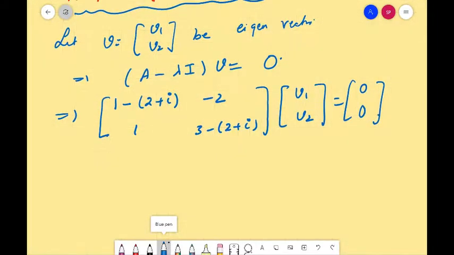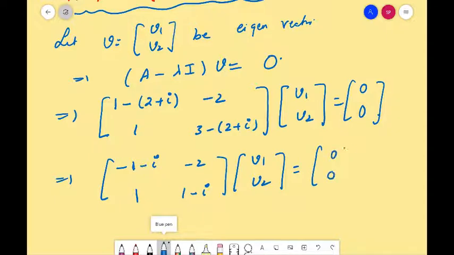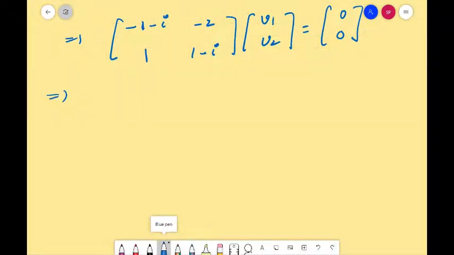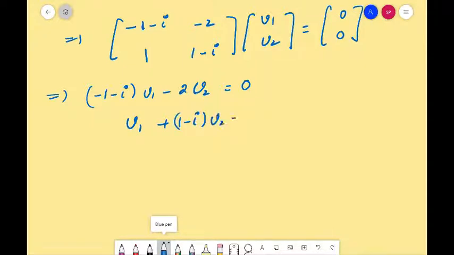So this will give us the equations. It is [1 − 2 − i, −2; 1, 3 − 2 − i] into (V1, V2) equals (0, 0), which is [−1 − i, −2; 1, 1 − i]. Which implies we'll have the equations: (−1 − i)V1 − 2V2 = 0, and V1 + (1 − i)V2 = 0. This is equation 1 and then equation 2.